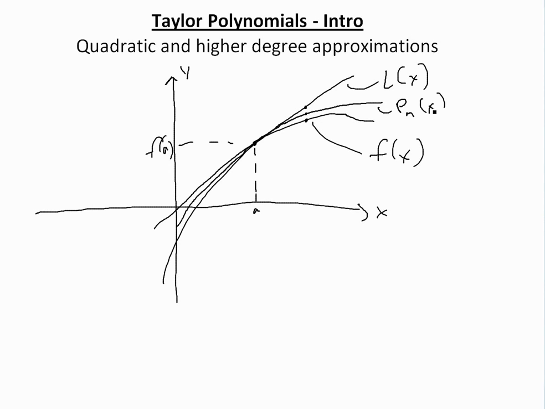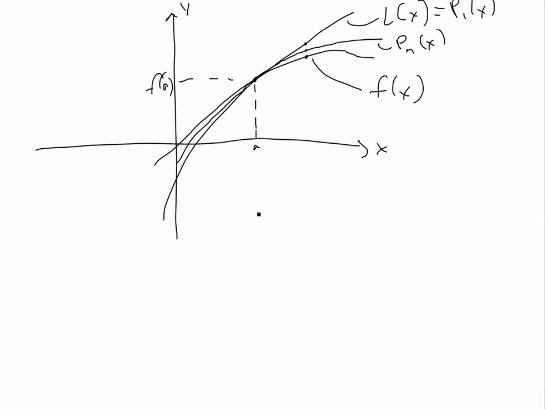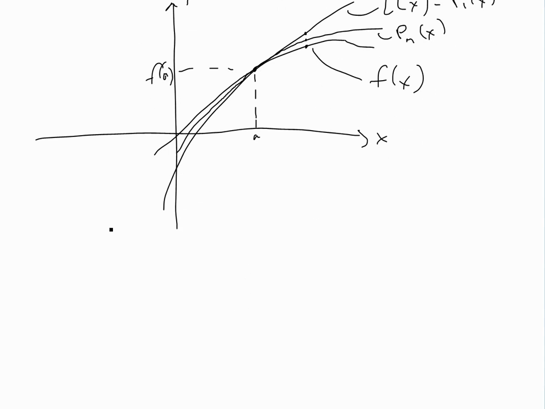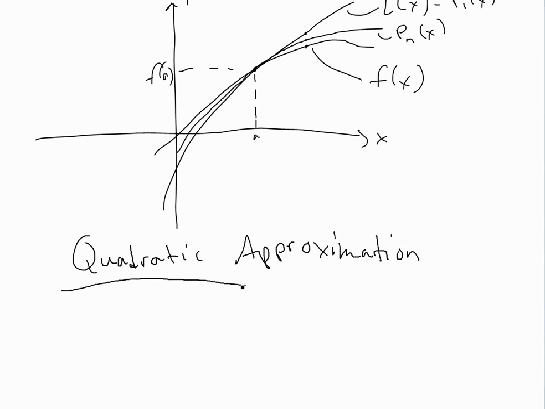The n is the degree of the approximation. So p1 would be L of x, this is p1 of x, p2 would be quadratic, and so on. So to start off, let's just do a quadratic approximation first. Okay, so quadratic approximation.